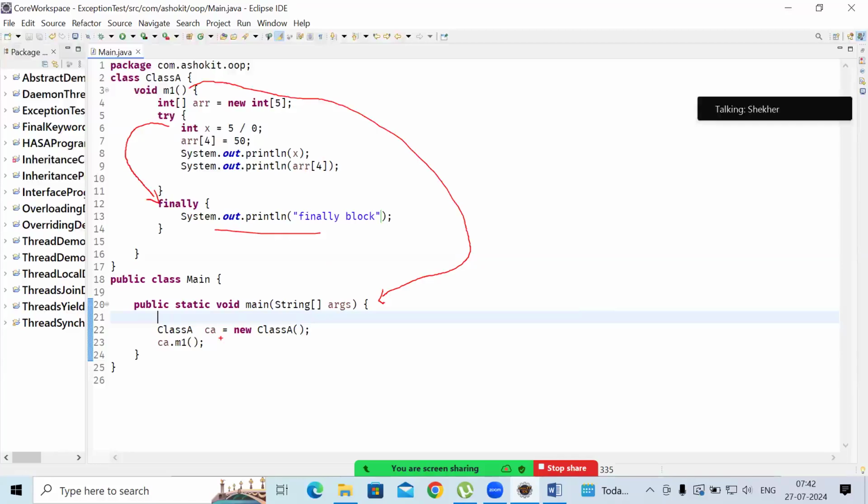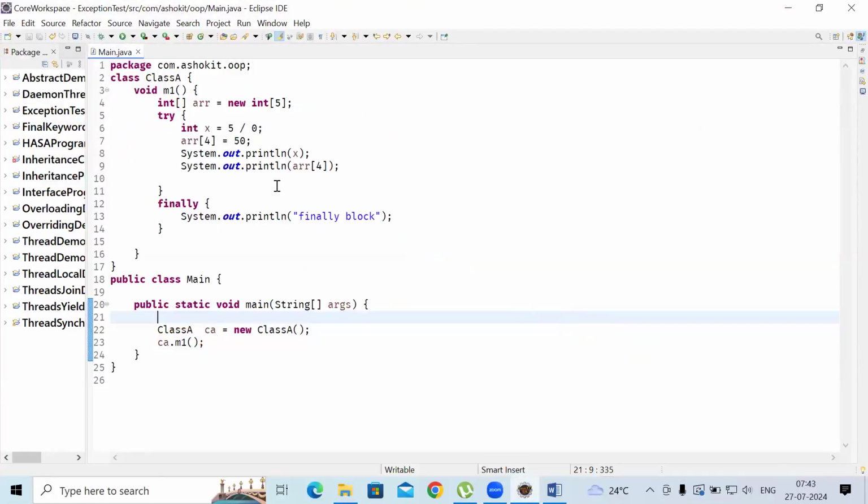Is the main method handling the exception here by keeping try catch blocks for M1? Is this main handling the exceptions of M1? No. That's why this main will now throw this exception to the JVM. Okay? That's it. What will JVM do now? JVM will terminate the program. JVM will first terminate the execution. After that, it will display the exception details. That is called stack trace. So what are the important points you understood here?